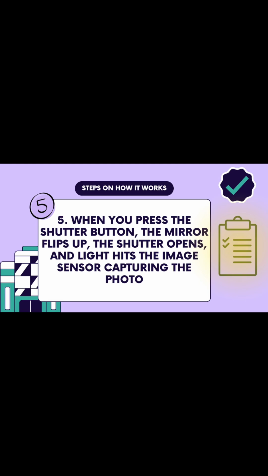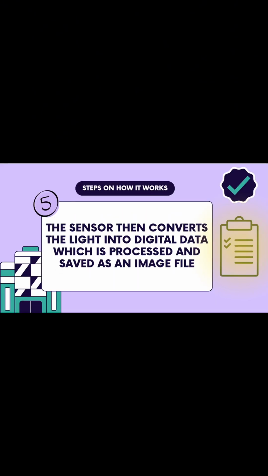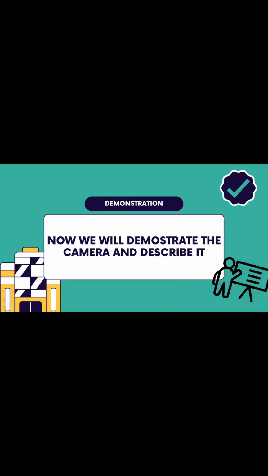When you press the shutter button, the mirror flips up, the shutter opens, and light hits the image sensor, capturing the photo. The sensor then converts the light into digital data which is processed and saved as an image file. Now, we will demonstrate the camera and describe it.